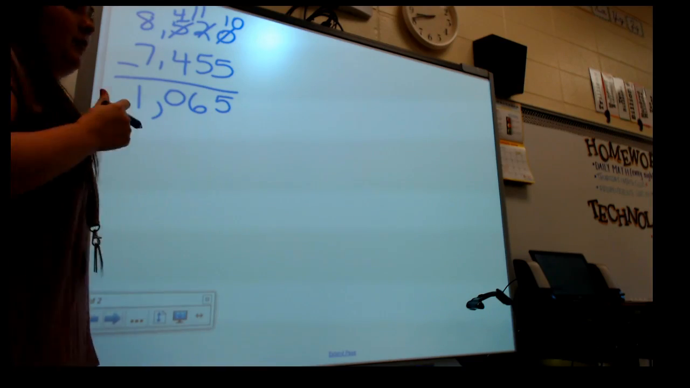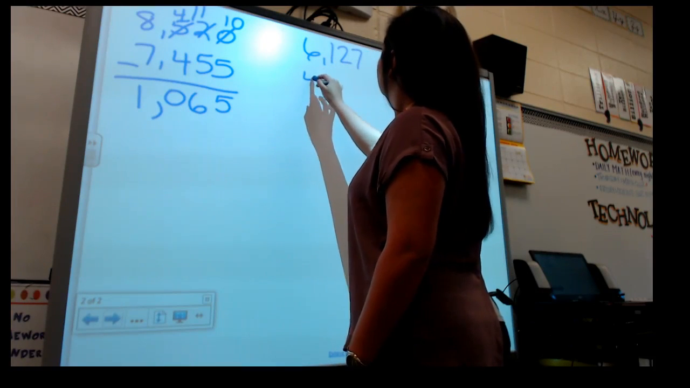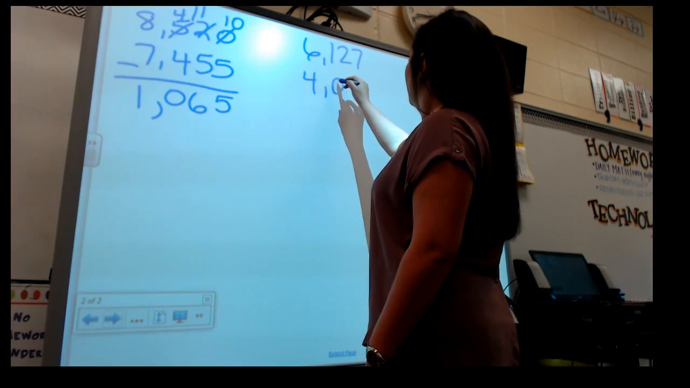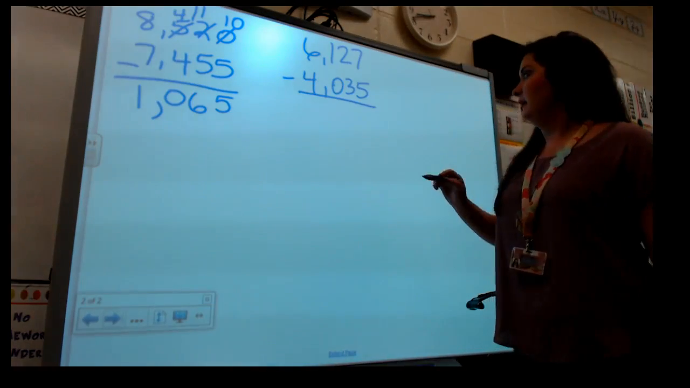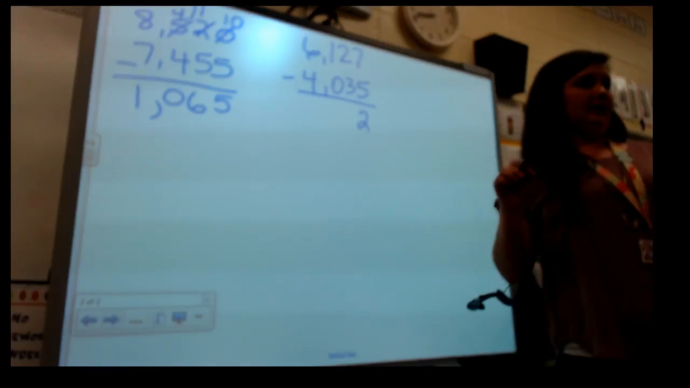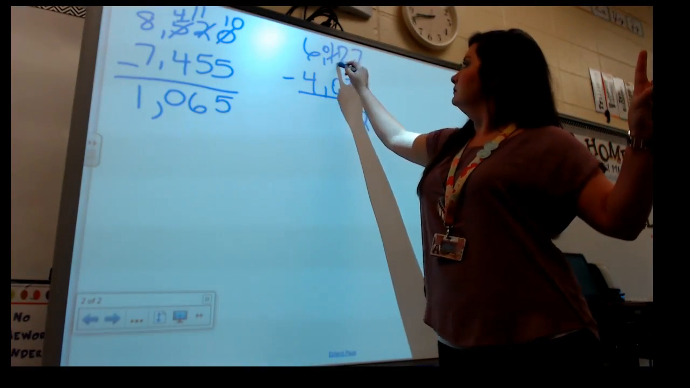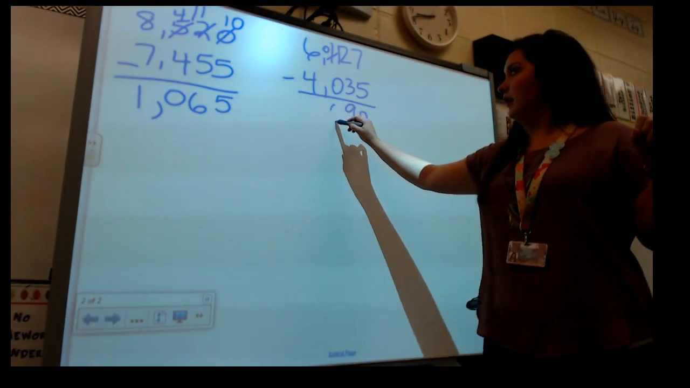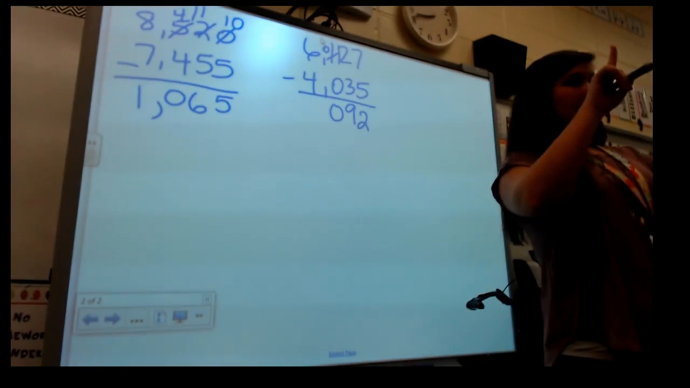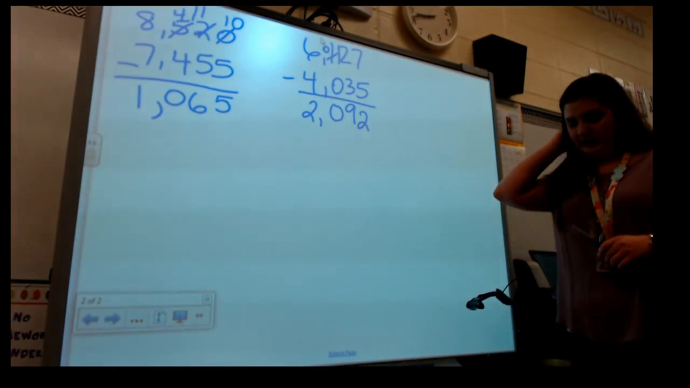Wyatt, what's my next problem? 6,127 minus 4,035. Yes, ma'am. 7 take away 5 is 2. 2 take away 3. Gotta go next door and get some more. So 12 take away 3 would be 9. 0 take away 0 is 0. 6 take away 4 is 2. 2, and put my comma. What's the next one, Alex?